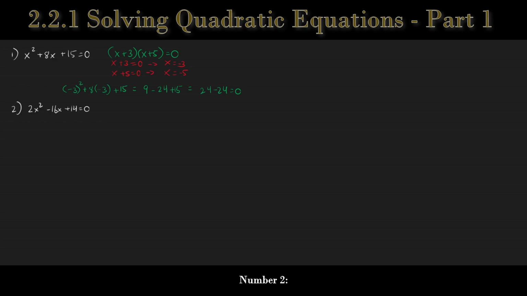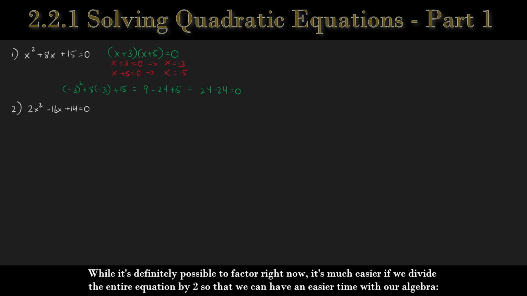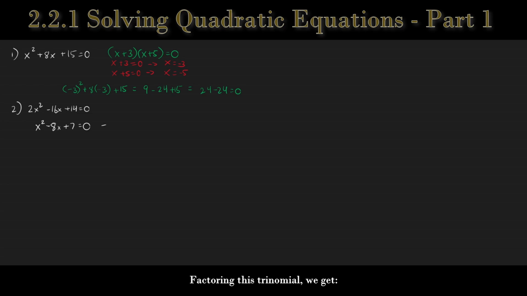Number 2. 2x squared minus 16x plus 14 equals 0. This time around, we have a constant a term on our quadratic. While it's definitely possible to factor right now, it's much easier if we divide the entire equation by 2 so that we can have an easier time with our algebra. x squared minus 8x plus 7 equals 0. Factoring this trinomial, we get x minus 1 times x minus 7 equals 0. Solving for x, we get our solutions of x equals 1 and x equals 7.